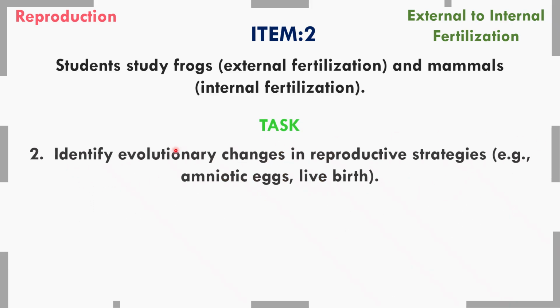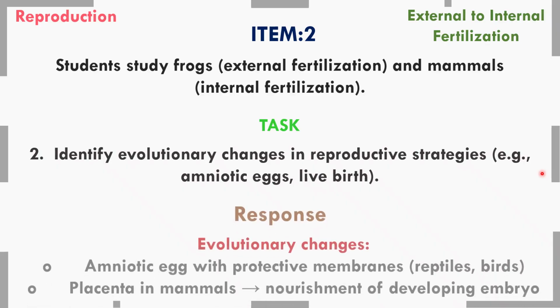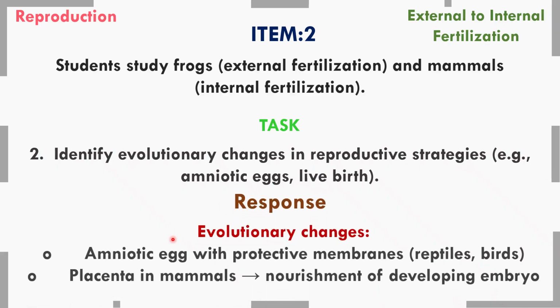Let's identify evolutionary changes in reproductive strategies. For example, amniotic eggs and live birth. Evolutionary changes. Amniotic eggs with protective membranes is found in reptiles and birds. Placenta in mammals, which results in nourishment of the developing embryo.